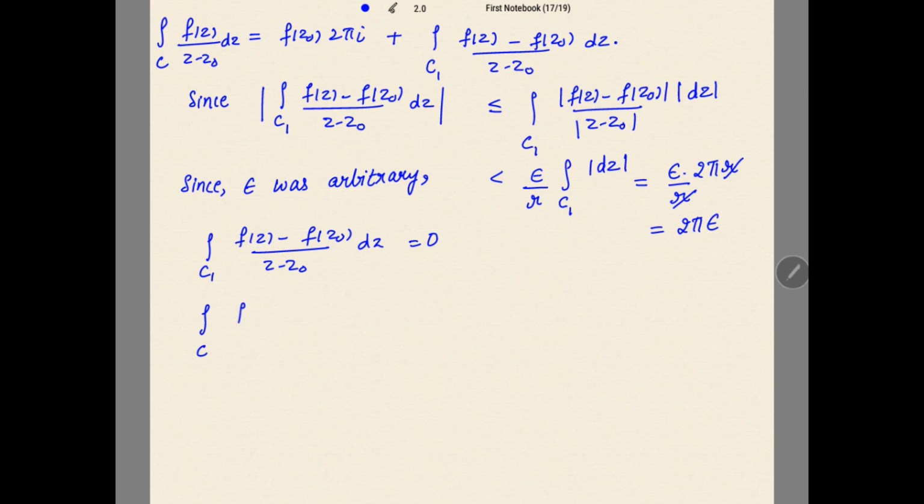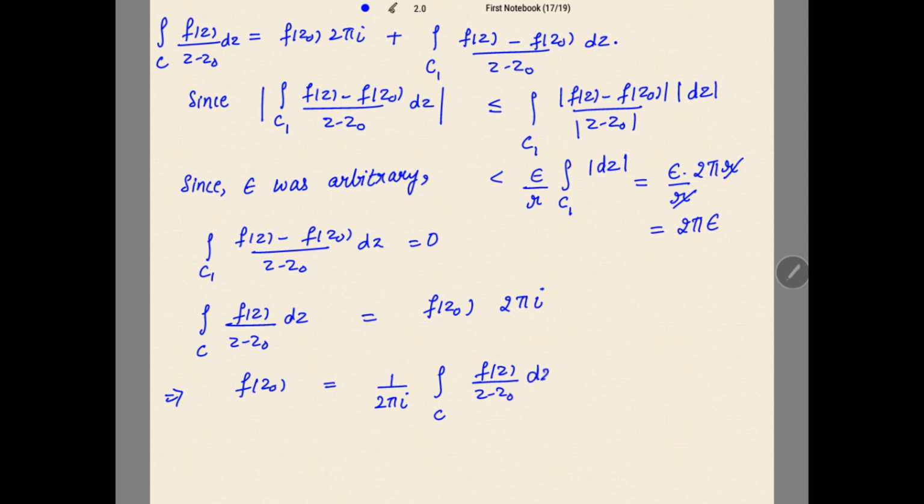you will be getting the integral over C of f of z over z minus z naught dz is equal to f of z naught times 2 pi iota. Take this 2 pi iota to the denominator and you will be getting f of z naught is equal to 1 over 2 pi iota times the integral over C of f of z over z minus z naught dz. This is your required Cauchy's first integral formula. Alright? Here the proof ends.